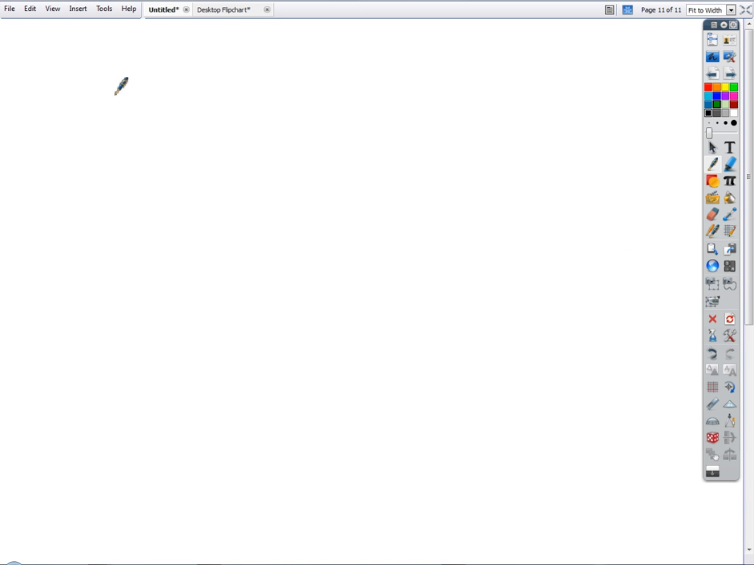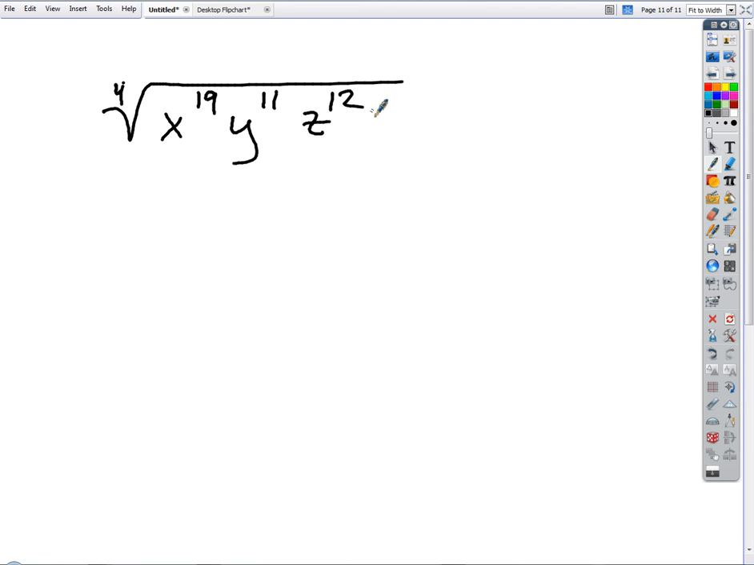So let's try this. How about if we have the 4th root of x to the 19th, y to the 11th, z to the 12th. Okay? I want you to just see if you can tell me how that breaks down. So what's going to be the power of x there? If it's a 4th root of x to the 19th, that's x to what fractional power?